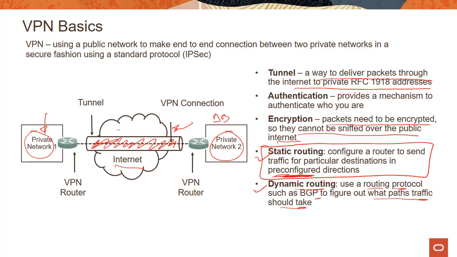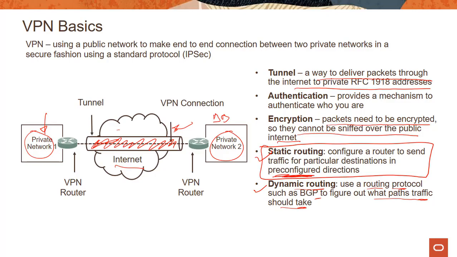Now, IPsec has two modes. One is called transport mode, where IPsec encrypts and authenticates only the actual payload of the packet, and the header information stays intact. The other mode is called tunnel mode, which we talked about here, where IPsec encrypts and authenticates the entire packet.